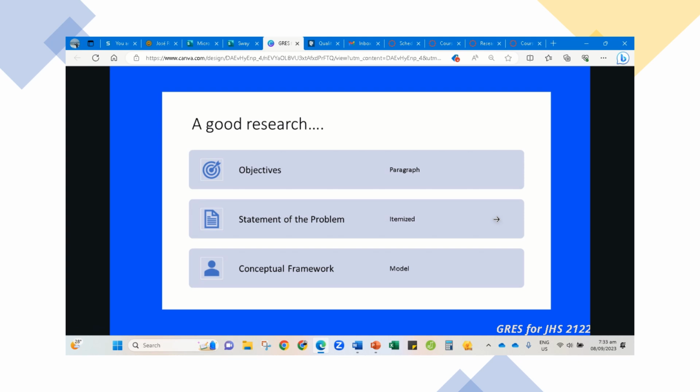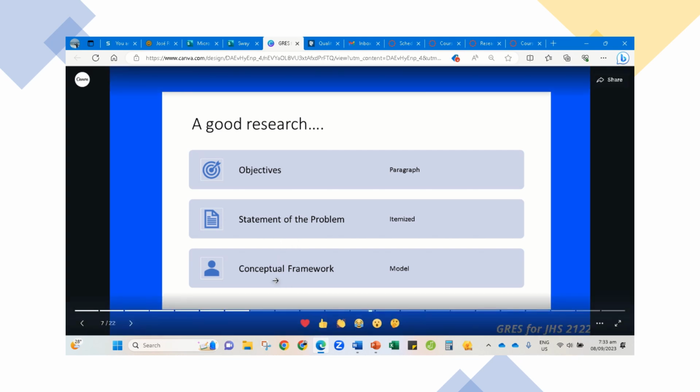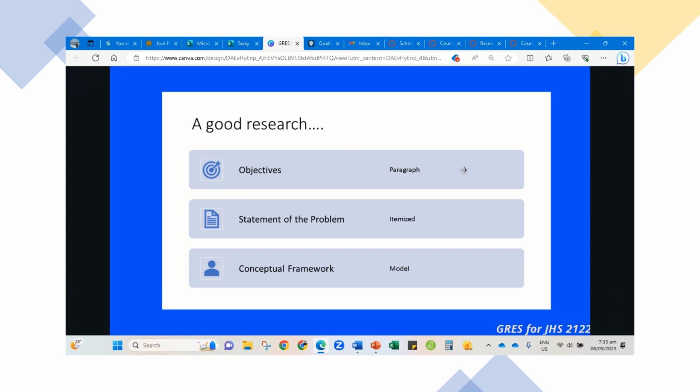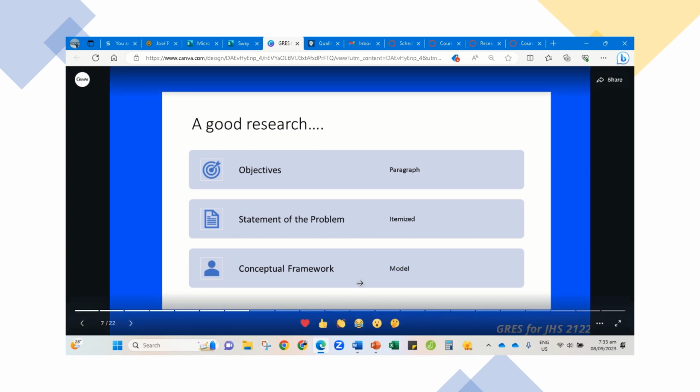Now, when you talk about a good research, it should have an objective, statement of the problem, and conceptual framework that are aligned. So this is how you do it. An objective is normally written in a paragraph form. Statement of the problem is very specific. It's itemized because that is the research questions, and then the conceptual framework is the model of your research.